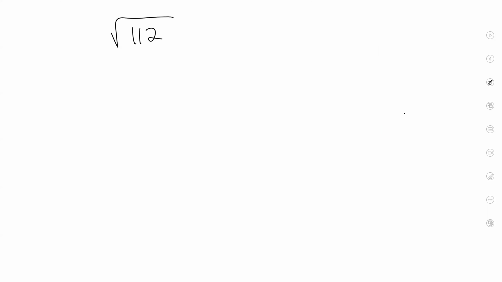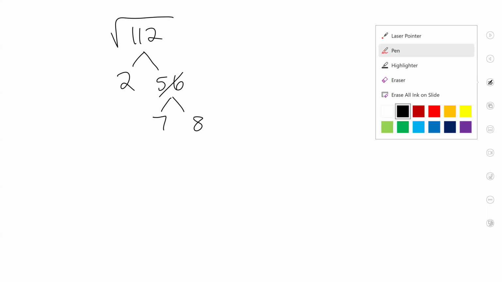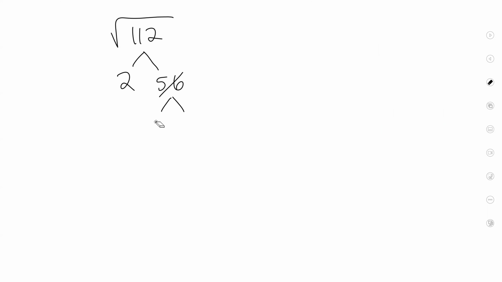Okay, so what are two numbers that can multiply to 112? 2 and 56? Okay, let's break down the 56. 7 and 8. You can do 7 and 8, or what else could you do if you don't want to do 7 and 8? Okay, we'll do 2 and 28. Let's break down 28. Okay, let's break down 14.